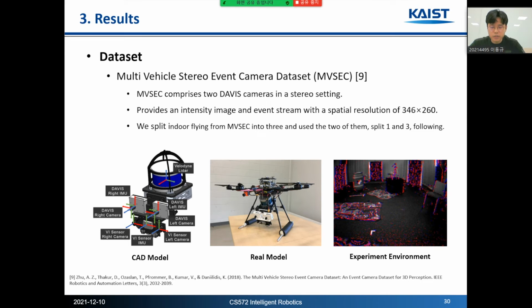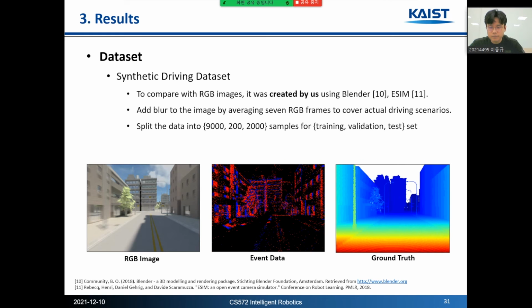First, let me explain the dataset. For performance evaluation, MVSEC, which comprises indoor data captured through a drone, was used. Two DAVIS event cameras are attached to the drone, and LiDAR is attached for ground truth. In addition, we created a synthetic driving dataset to compare with RGB stereo images. The virtual data was created with Blender 3D computer graphics, and event data was created by ESIM. For actual driving scenarios, we also added blur to the image.